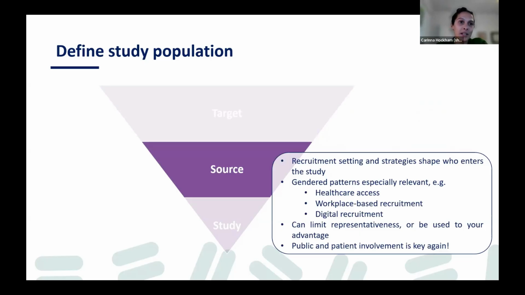When it comes to your source population, as I said, this is the population from which your participants are actually drawn, and so your recruitment setting and recruitment strategies really matter. From a sex and gender perspective, we know that there are gendered patterns in terms of healthcare access, employment, safety, social roles, and digital engagement. And this means that some recruitment settings will naturally attract certain groups more than others. This may have the knock-on effect of limiting the representativeness of your study sample, or you could use it to your advantage. For example, if you're striving for proportional or overrepresentation of a certain sex or gender group.